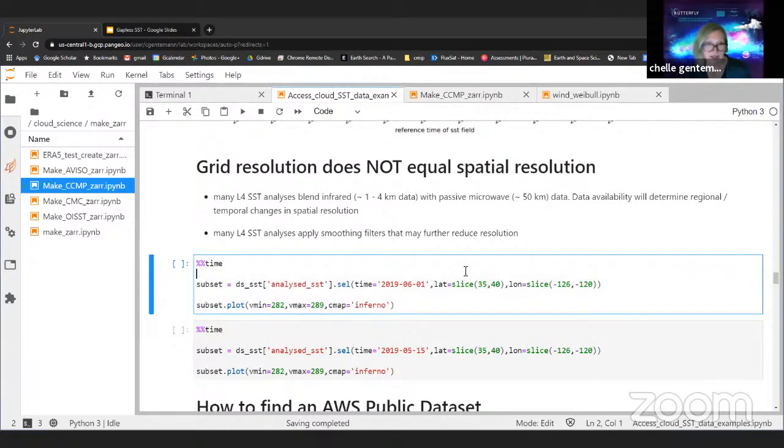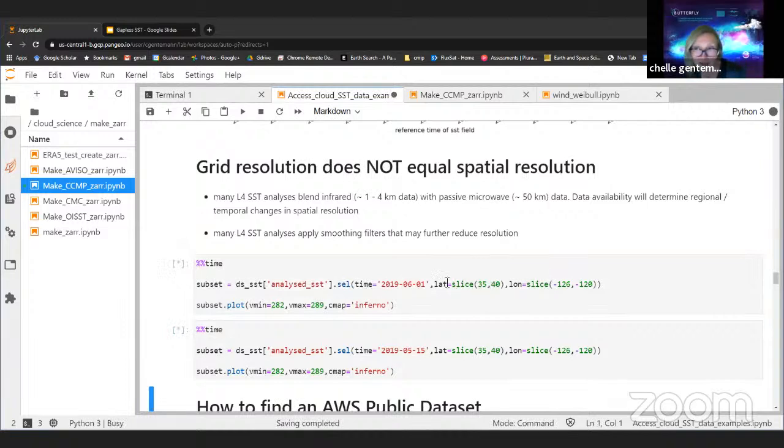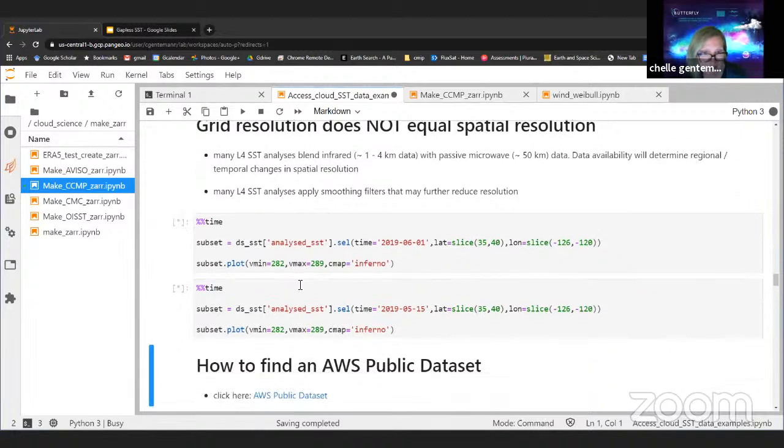Let's see what we're doing here. So here we're gonna plot some different subsets of the data from different days. And this is another example of why understanding the data is important.